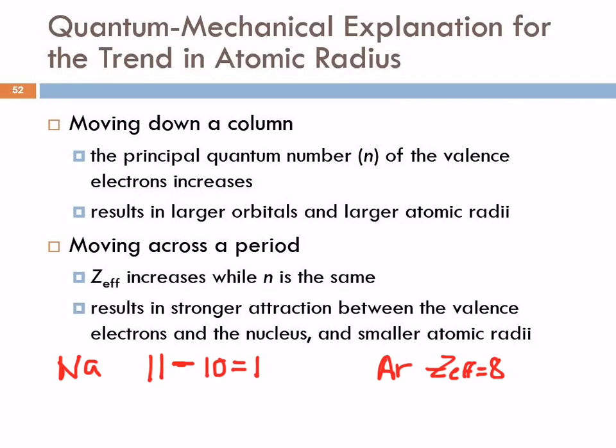That valence electron, though, is in the 3rd principal level, roughly the same distance from the nucleus. Sodium's valence electron experiences a charge of plus 1. Argon's experiences a charge of plus 8. Which one is going to be more strongly attracted to the nucleus?